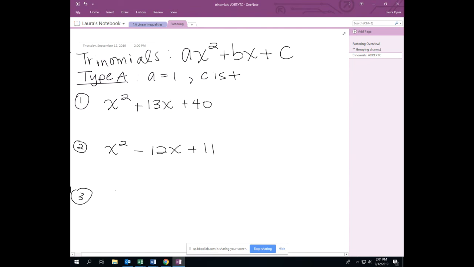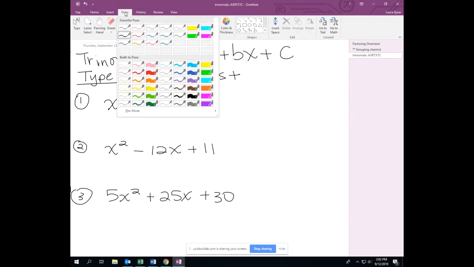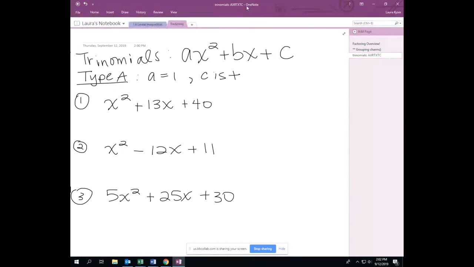And then let's see one that has some coefficients in it. Let's do 5x squared plus 25x plus 30. Now we'll talk about why number 3 is still a type A in just a second, but I want to talk about the first two first. Again, what makes a type A is that it has a leading coefficient of 1 and a last term that is positive. Now, when you are factoring type A trinomials, you are looking for factors of the last number that add to give you the middle number.